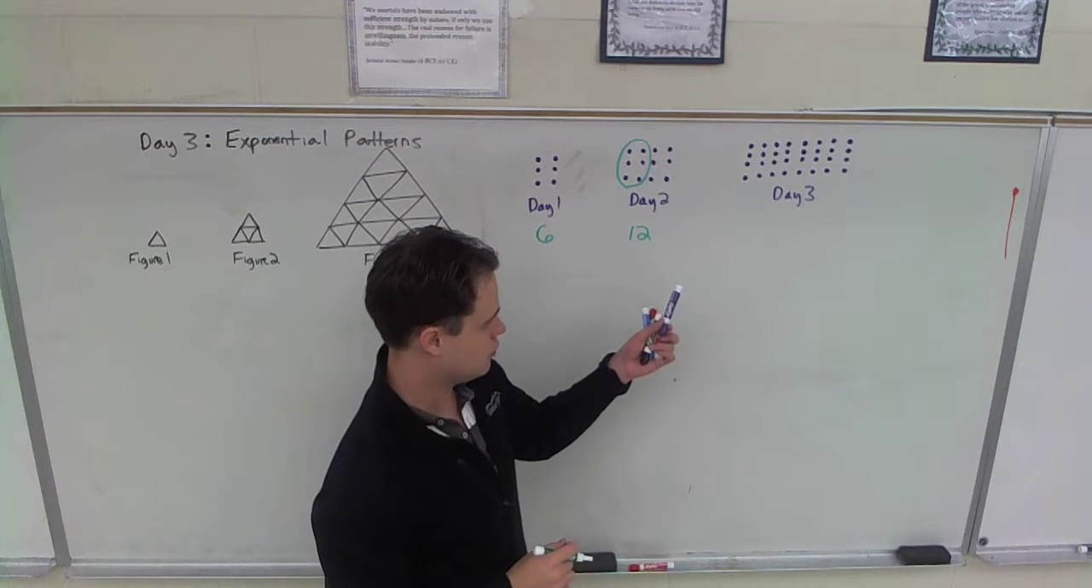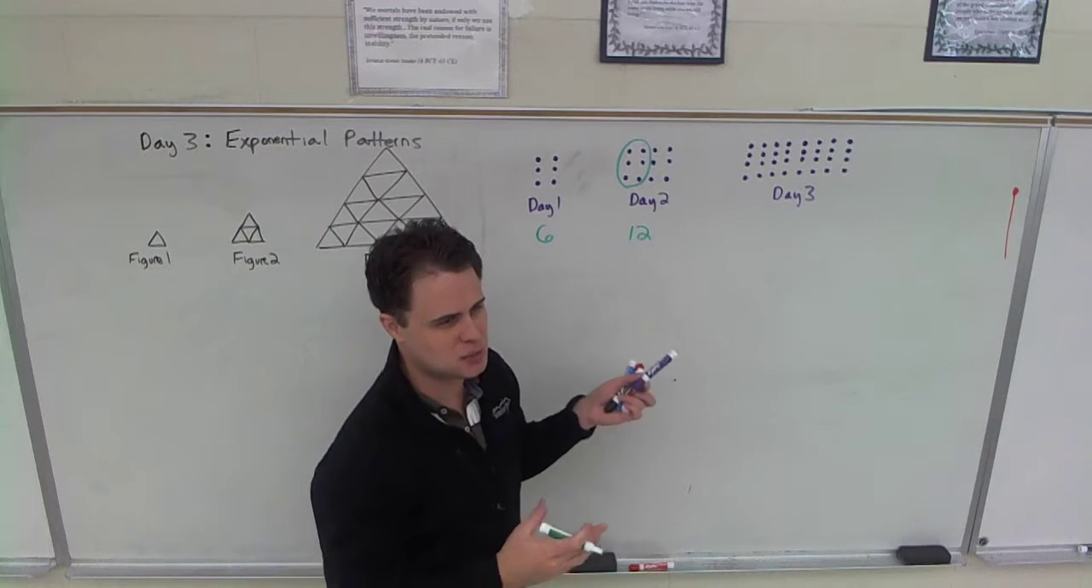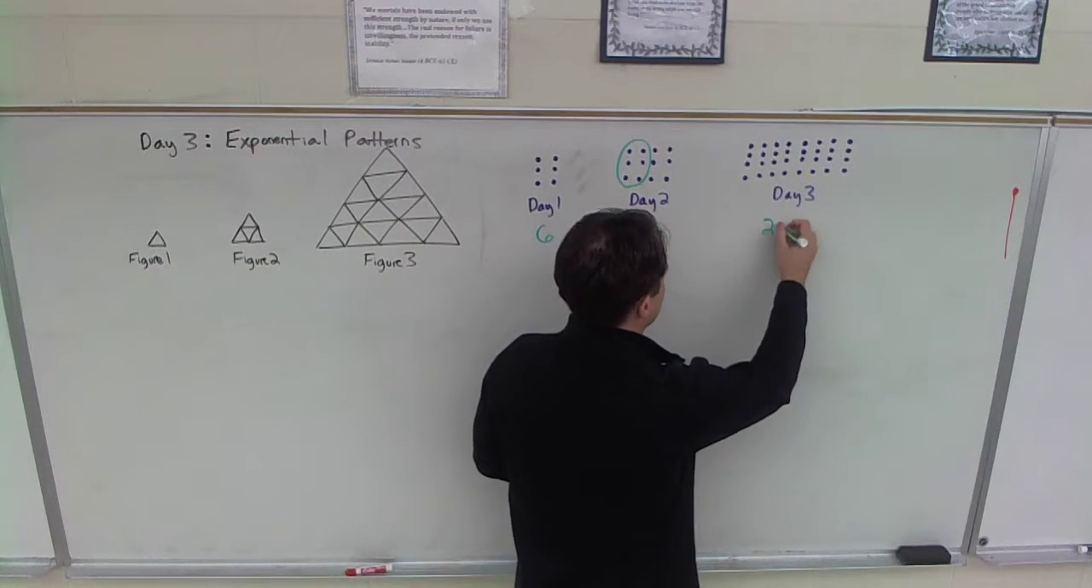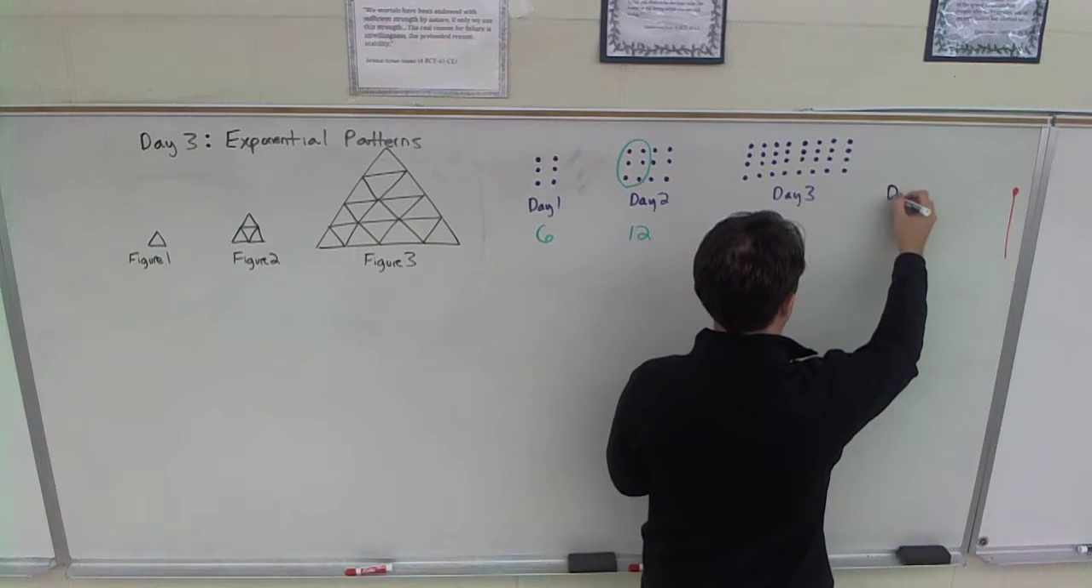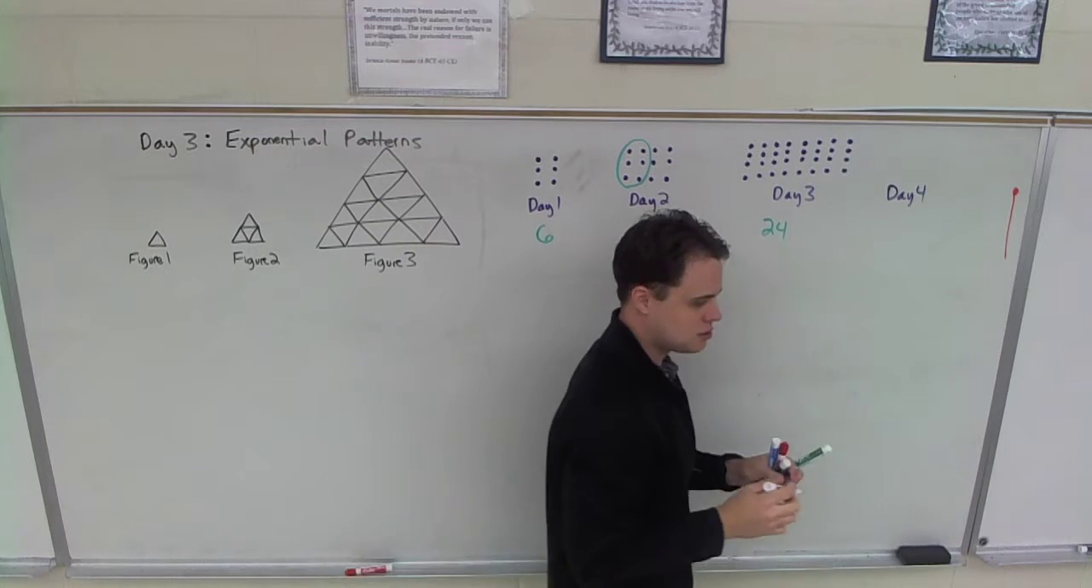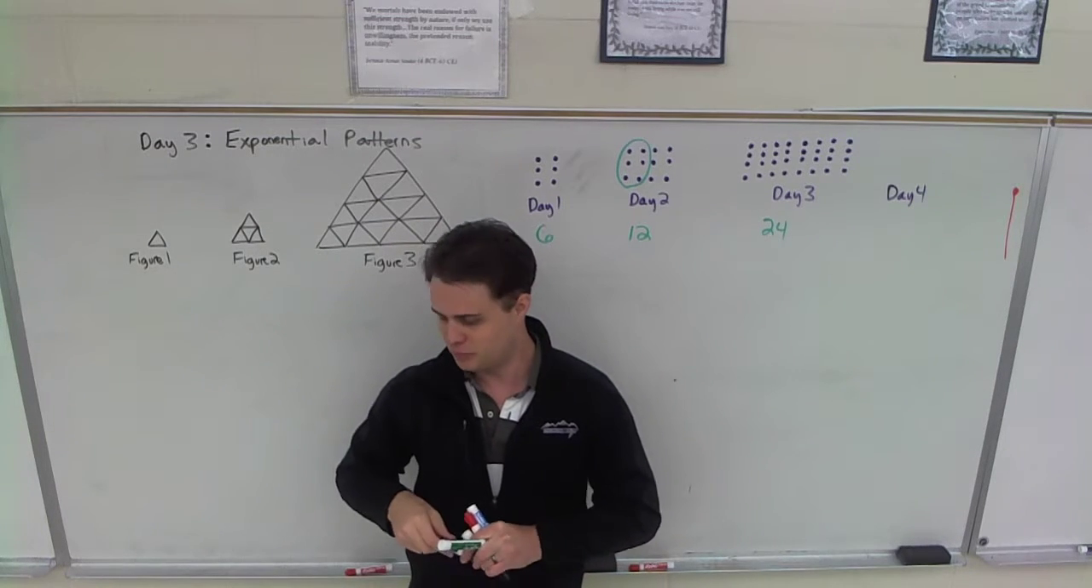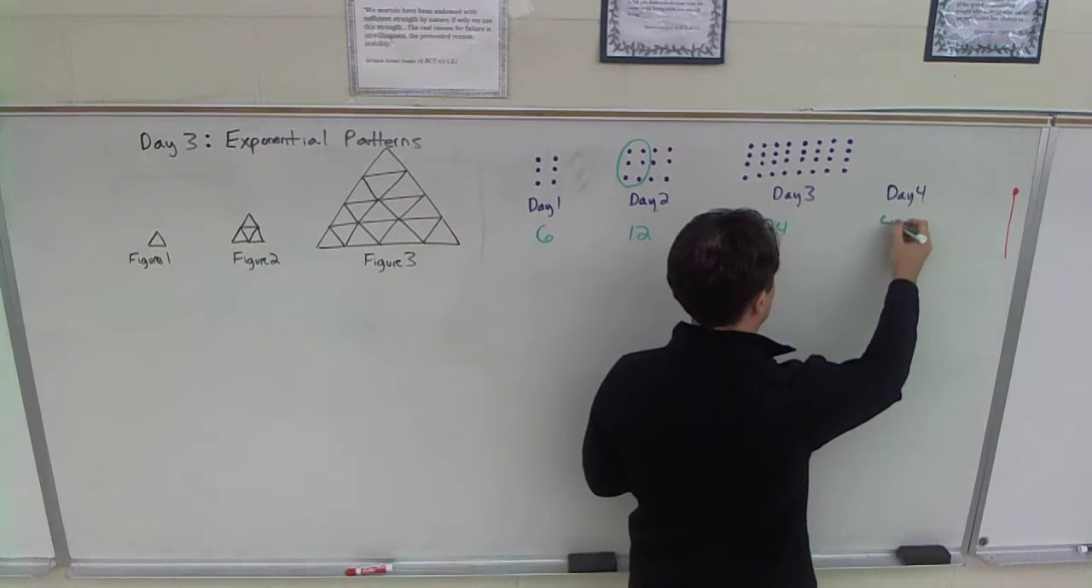Good. And then if we double that, we could try to count all those dots. But if we're pretty sure, I mean, this is already going to be 24. Cool. So we don't know what the next picture looks like. I didn't want to draw it. You don't want to draw it because that'd be a lot of dots, right? It'd be 48 dots.